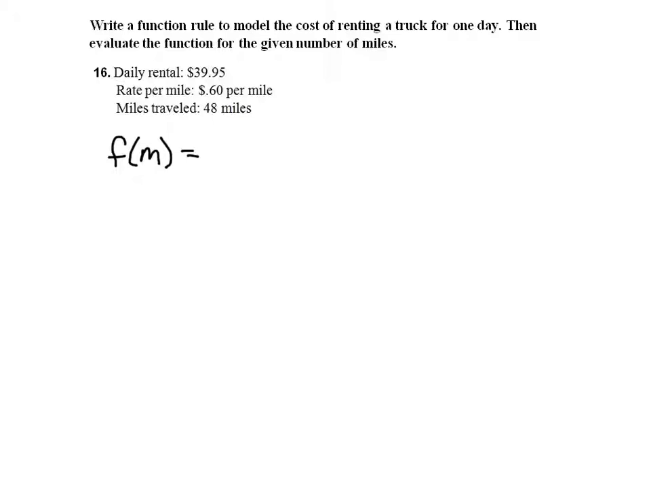Now, what is changing? Or what could change? Mileage, okay? And remember, this is going to be a linear equation, so I'm going to write that part first. So 0.6 times m. So that gives me the amount I'm being charged for mileage. And the constant, the part that I'm getting charged regardless, $39.95. And so there is my function rule, they call it, okay? Function rule just means equation.